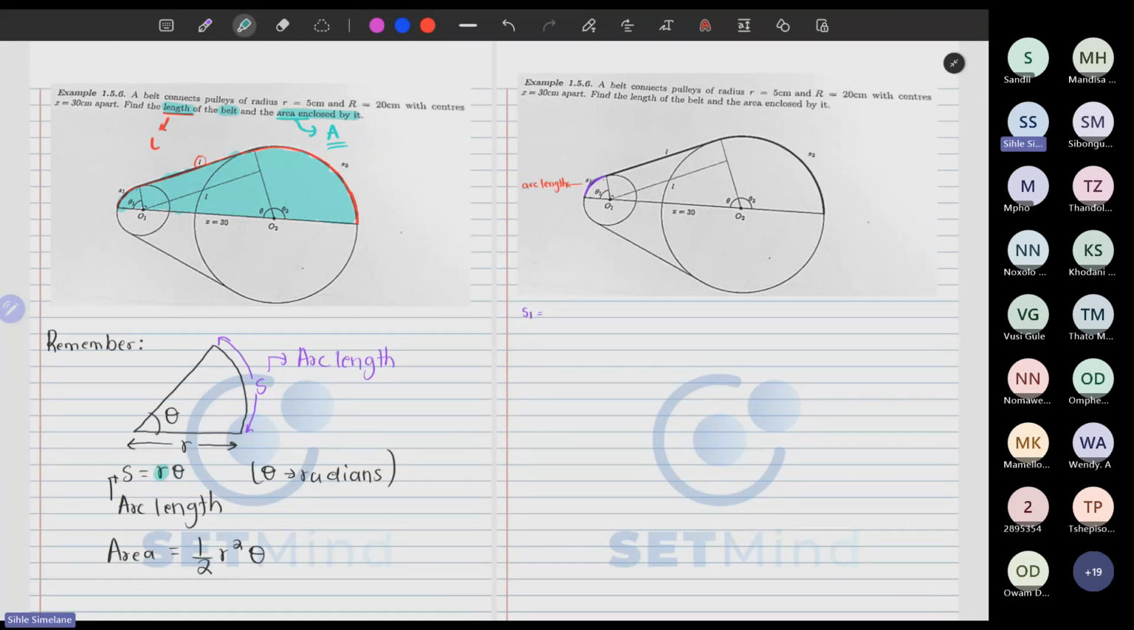Someone's mic is not muted. Please check. Just look at your screen, find where there's a mic, and mute yourself. We can only unmute when we're asking a question, okay? Please.